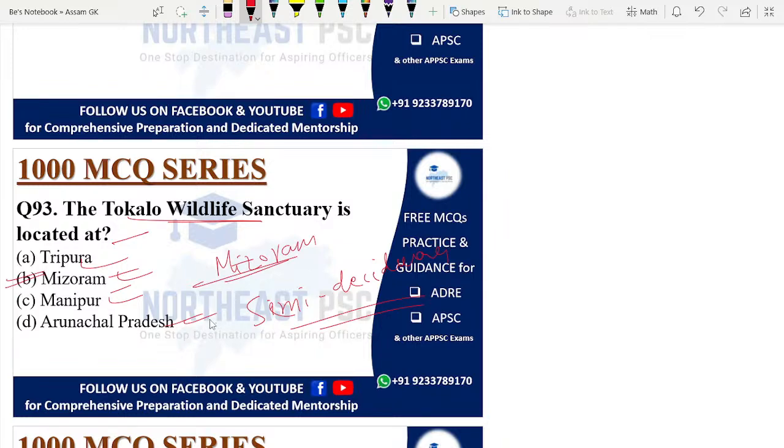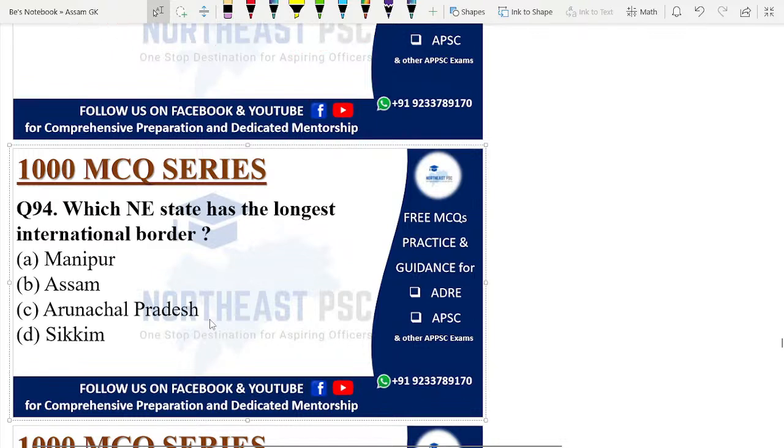Okay, moving on to question number 94. Which northeastern state has the longest international border? Manipur, Assam, Arunachal Pradesh, Sikkim. It's a very interesting question.